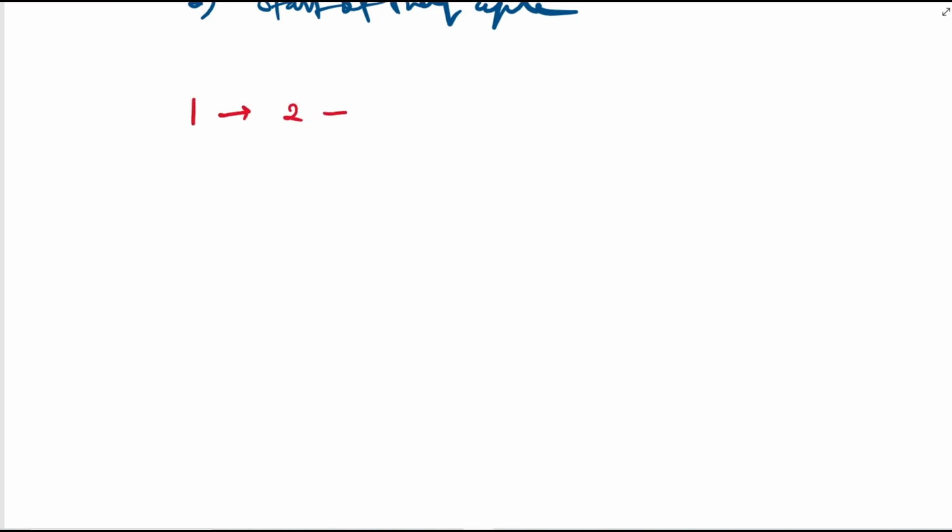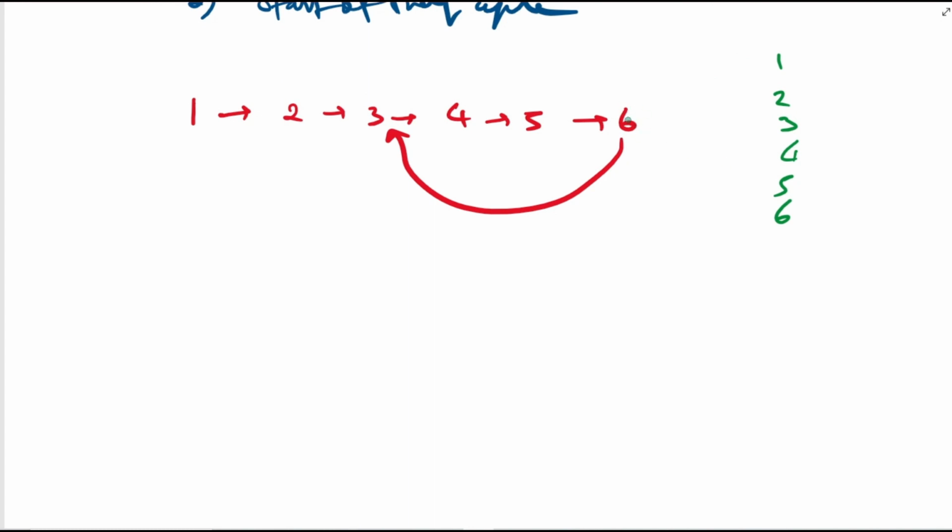So let's just take any linked list: 1, 2, 3, 4, 5, 6. Now, in this linked list, how would we find out the cycle? A naive approach would be to store the nodes in a map: 1, 2, 3, 4, 5, 6, and then when we reach 6, we see that we are again going to 3, which is already present in our map data structure. This is how we can find out the cycle.